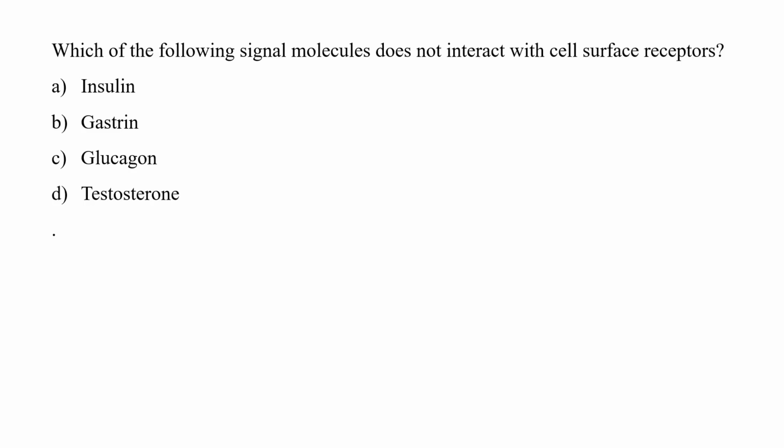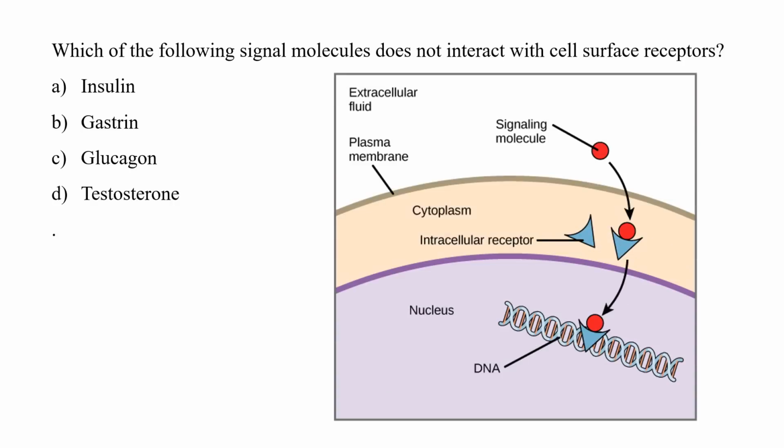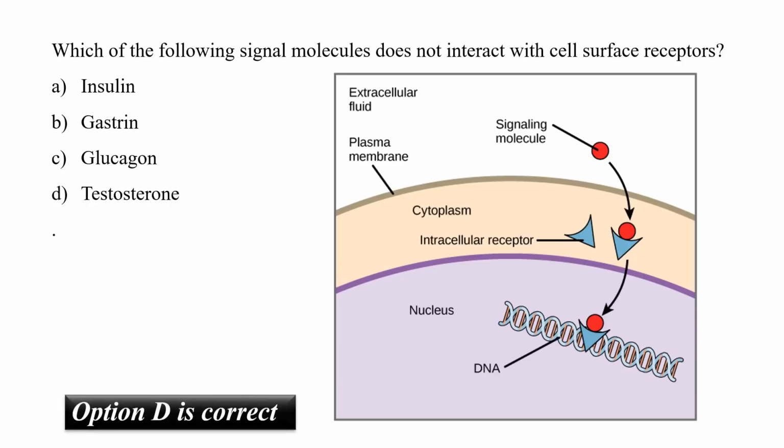Which of the following signaling molecules does not interact with a cell surface receptor? Insulin, gastrin, glucagon, or testosterone? That's very easy. Insulin, gastrin, and glucagon are peptide hormones which generally interact with the cell surface receptor as they cannot cross the membrane. On the other hand, testosterone, which is a steroidal hormone, does not bind to the surface protein and crosses the plasma membrane to interact with the DNA. So here option D has to be the correct answer.